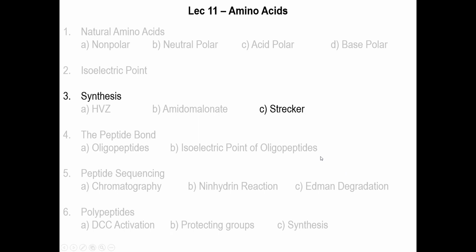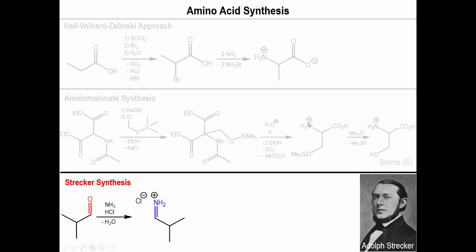All right, so that's the second way of making amino acids. I'm going to show you one more called the Strecker synthesis. And here's a good old Strecker. What he basically did is he said, okay, well, we know that we can take aldehydes and we can turn them into an imine by treatment with ammonia under slightly acidic conditions.